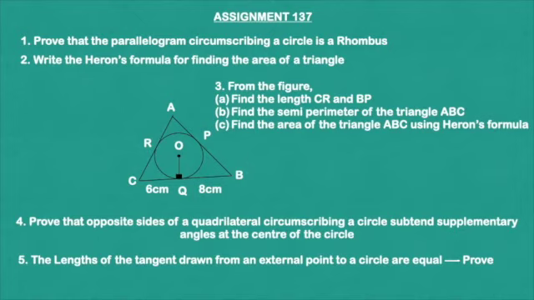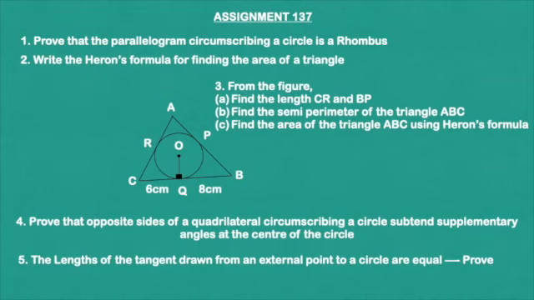Assignment number 137. First question. Prove that the parallelogram circumscribing a circle is a rhombus. Second one. Write Heron's formula for finding the area of a triangle.